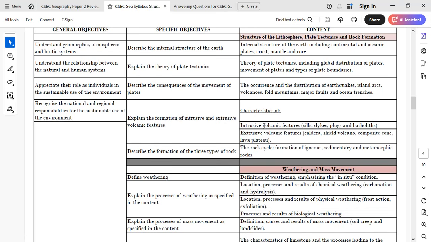Understand mass movement, which is also known as mass wasting. You have slow types like soil creep and fast types like landslides. What causes these things? The gradient of the slope plays a big role, but the water content also plays a big role.